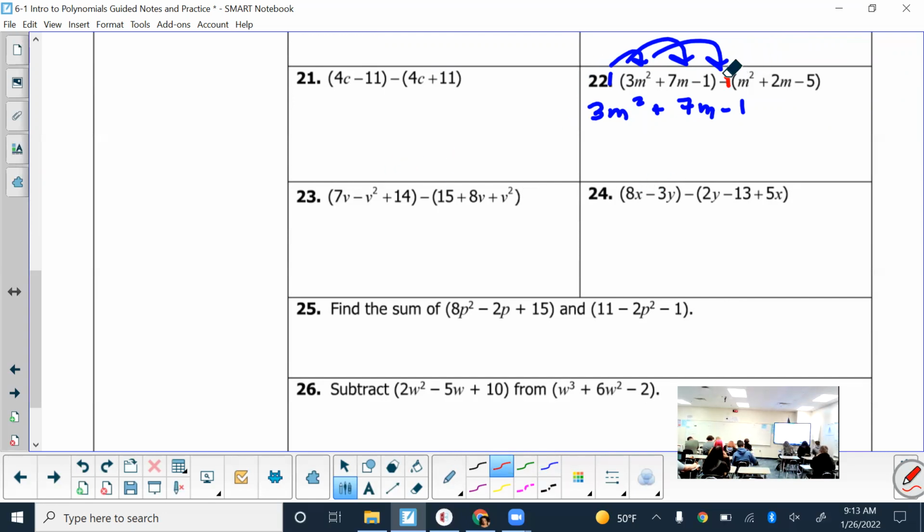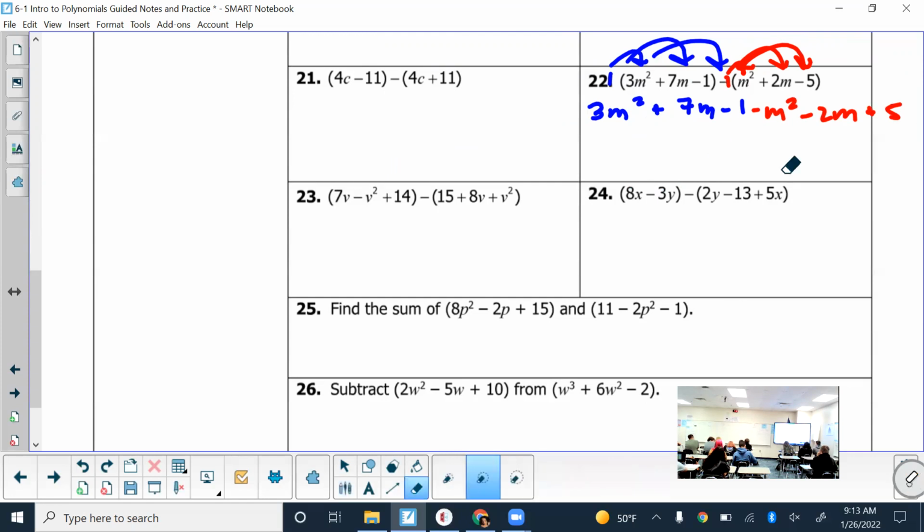You cannot just drop the parentheses. You have to distribute that negative 1. You get negative m squared minus 2m plus 5. So it flips all the signs in the parentheses. Questions about that? All right, once you've distributed, you next do what? Combine like terms. What would I recommend that you start with?